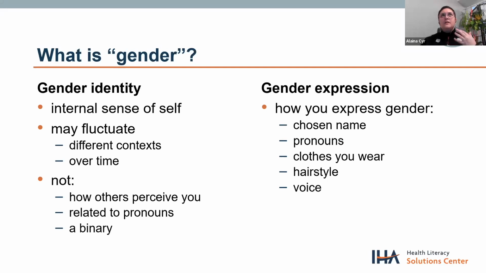And a good way to think of gender identity changing in different contexts is to think about drag performers. Many people who are drag performers may consider themselves to be one gender when they're not in drag, and a different gender when they are in drag, whether or not the gender identity they feel matches the gender expression that they show to the world.